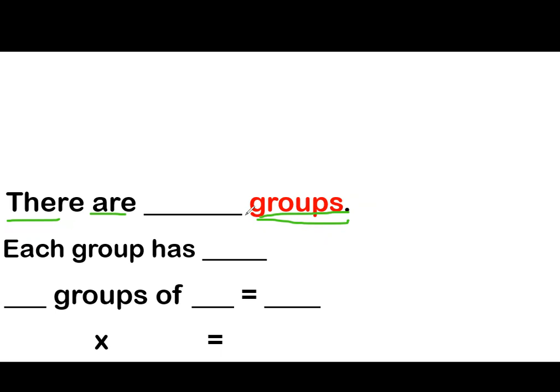Okay, so we have here groups. Everybody say each. Group. Has. One more time, each group has. Okay, everybody read, one more time. Okay, next, how do you read this? Groups. Everybody say groups. Of.